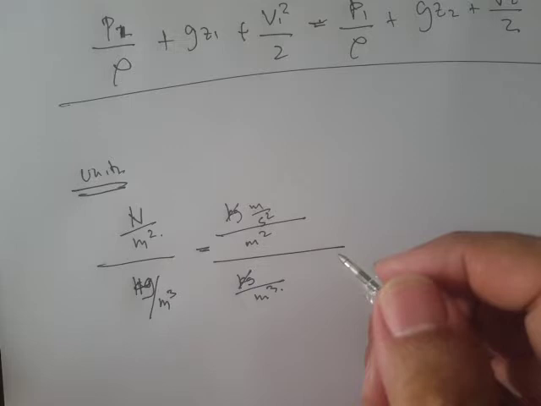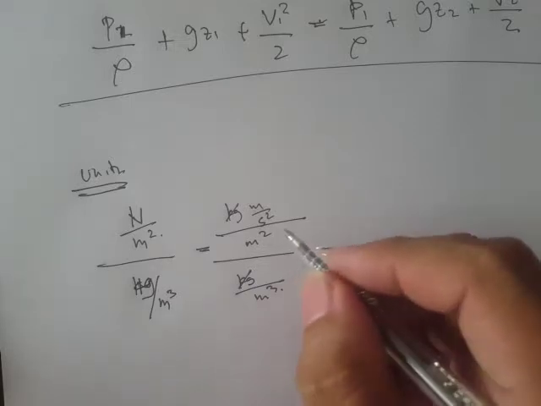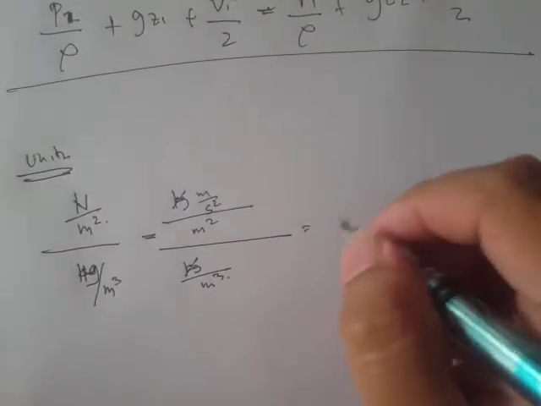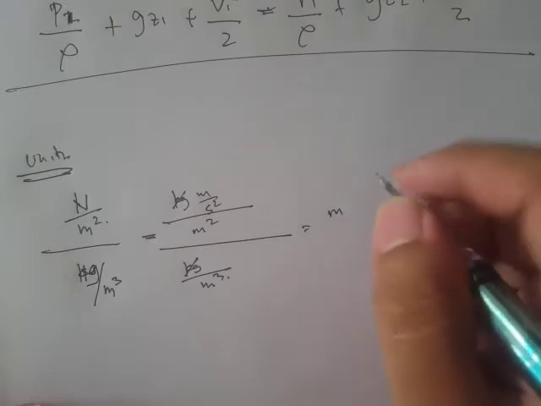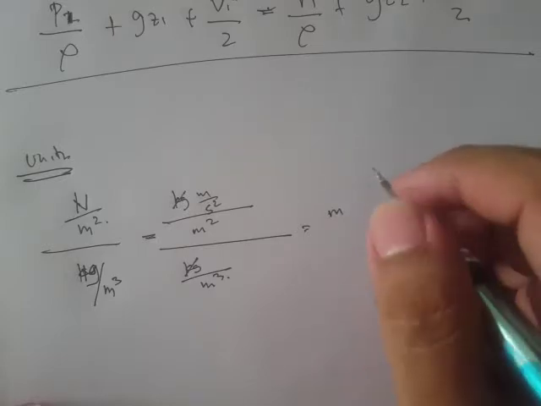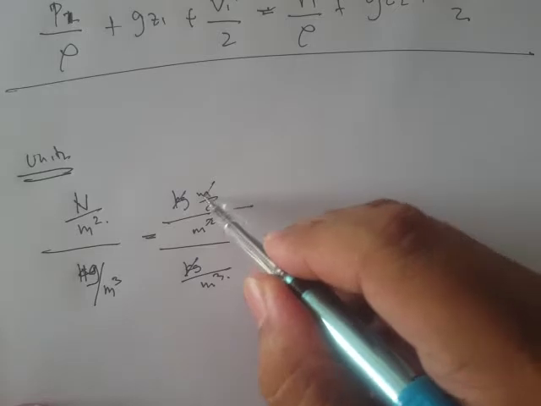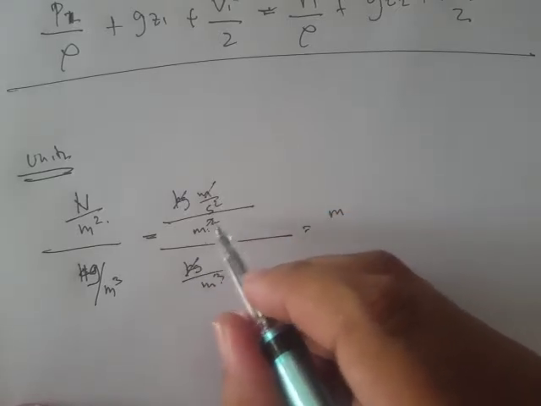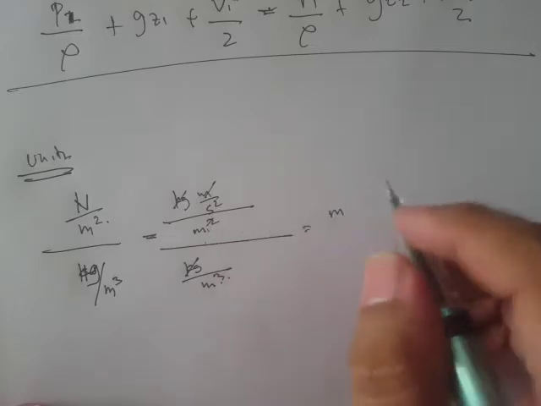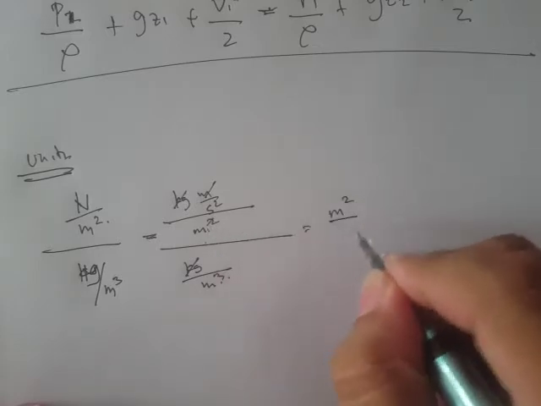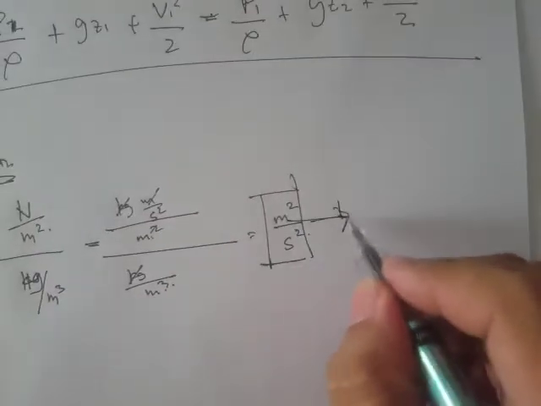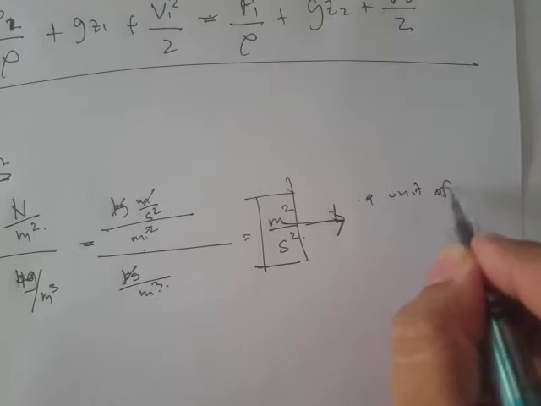So you would notice that this is kilogram in the numerator divided by the kg in the denominator, and what we get is actually a unit of meter. Okay, so this will be meter cube minus 1 meter to the 1, and that's going to be meter squared per second squared. Okay, so this unit is actually a unit of energy.